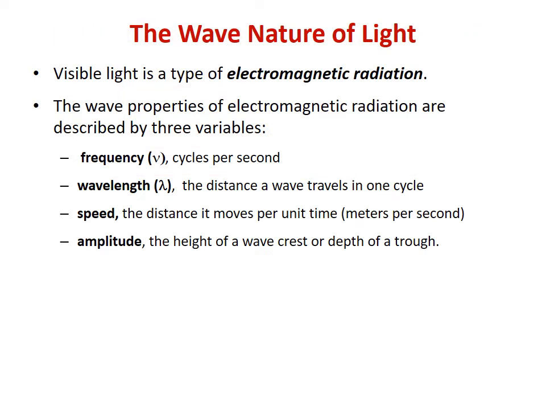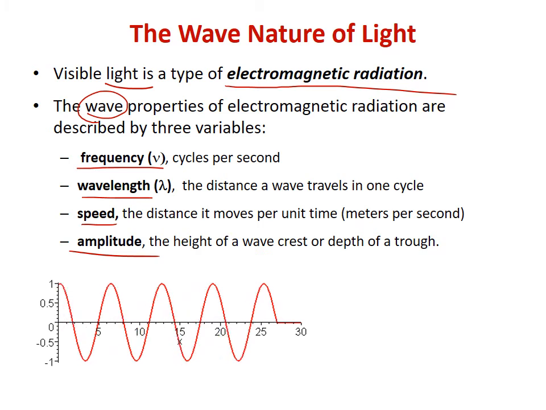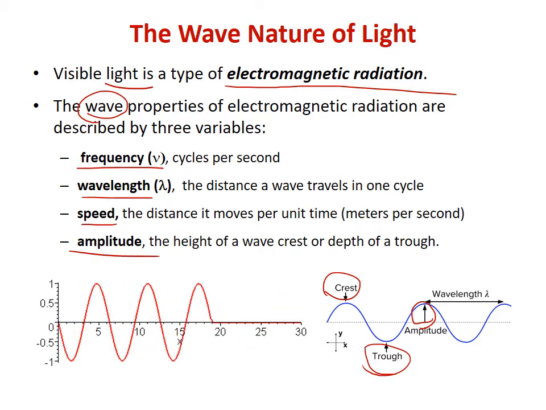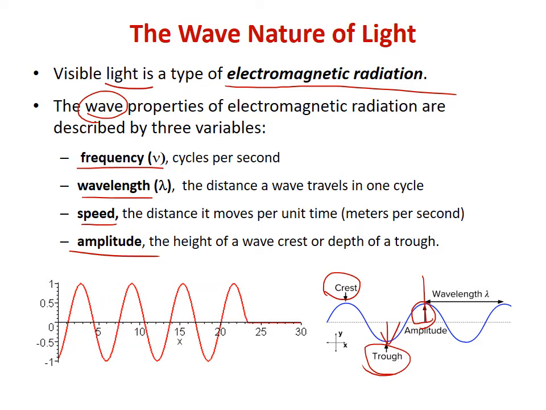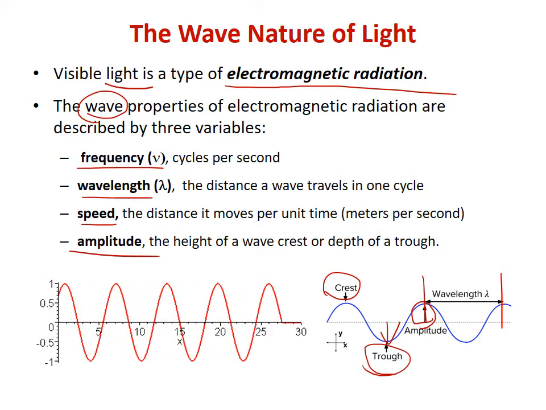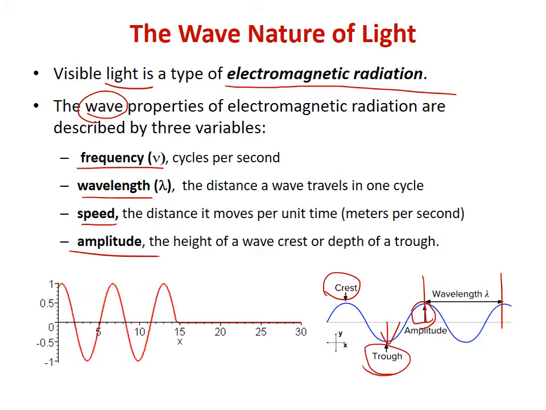You may already know that light is part of electromagnetic radiation. Electromagnetic radiation is a wave that is described by the following variables and constant: frequency, wavelength, speed, and amplitude. A water wave, for example, is a traveling wave. The highest point is called a crest, and the lowest, a trough. Amplitude is the height of a wave crest or depth of a trough.